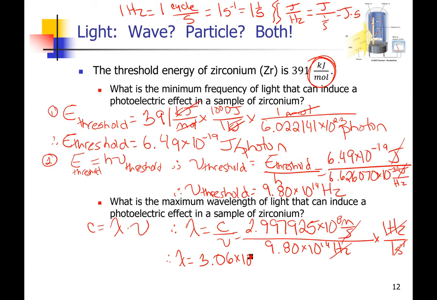However, oftentimes we would like to report distances in units that don't require scientific notation to report. So if I convert this into nanometers, I can report this as a number without invoking scientific notation. To do so, I multiply by 10 to the 9 or a billion nanometers in 1 meter.